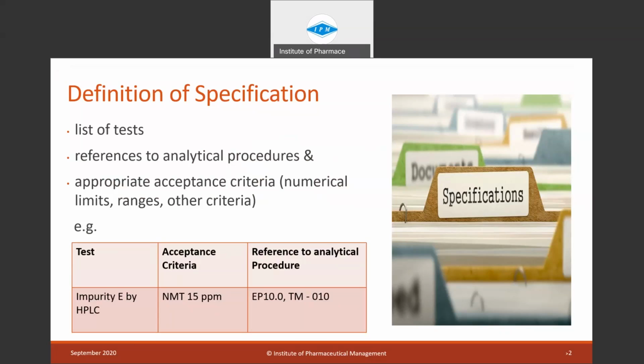Now, just look at the table. As an example, I have listed only one parameter, that is impurity E. So how it is presented? Under test parameter, impurity E by HPLC, limit or acceptance criteria not more than 15 ppm, parts per million. This is a limit. And the reference of procedure is EP edition 10, European Pharmacopeia, and test method number is 010. So this way all other tests would be listed under specification, and this table would be completed, and that would be called as specification.